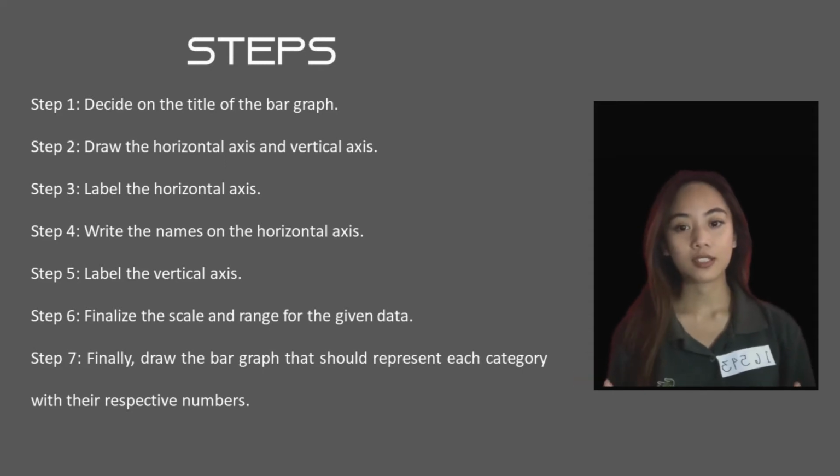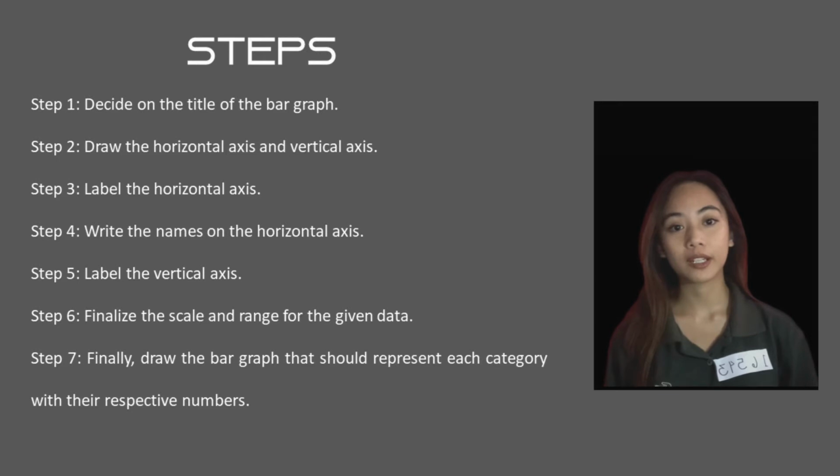These are the steps in creating a bar graph. First, we have to decide on the title. Second, draw the horizontal axis and the vertical axis. Third, label the horizontal axis. Fourth, write the names on the horizontal axis.